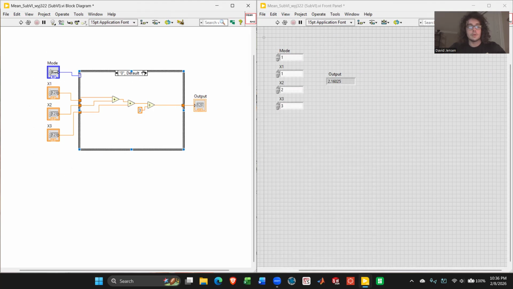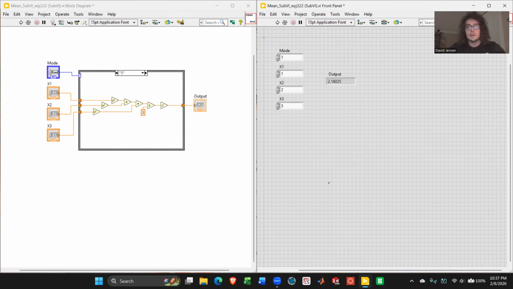So in this zero or default case, this is running our mean calculation, which is shown here. We have each of the three inputs. They're being summed together using these adding blocks and then divided by three, or the total number of inputs, and then sent to our output. The other case is our RMS, which takes each of the inputs and squares them first before summing them, dividing them by three, and then taking the square root of that entire expression and then sending that to our output.